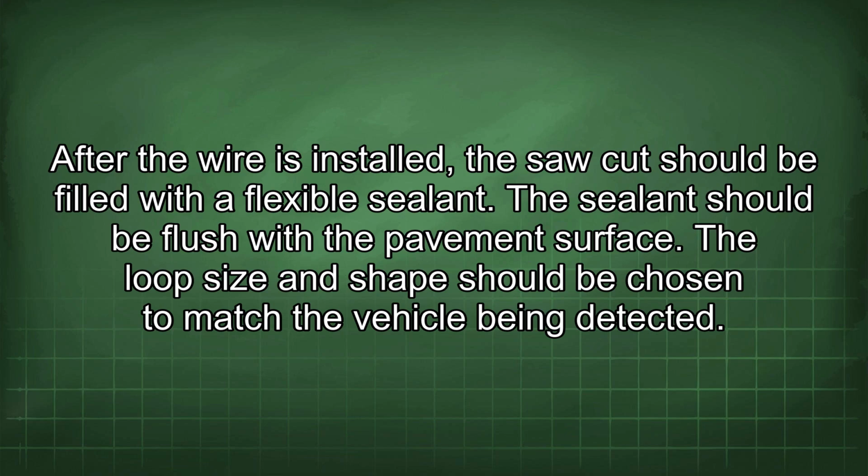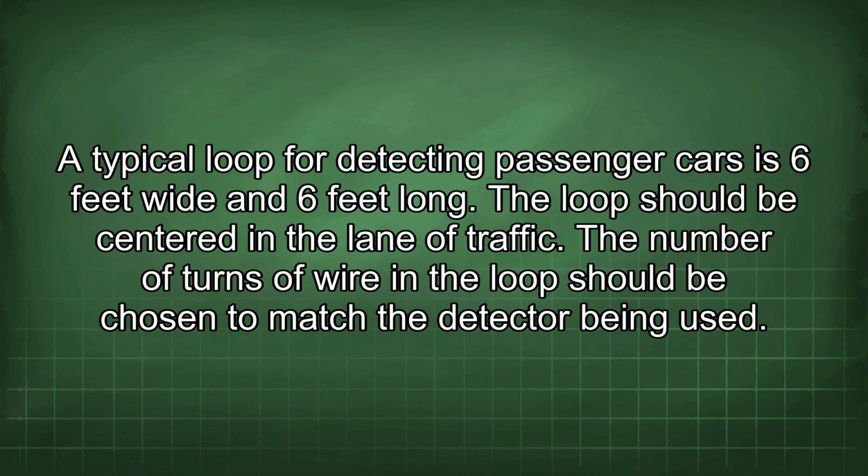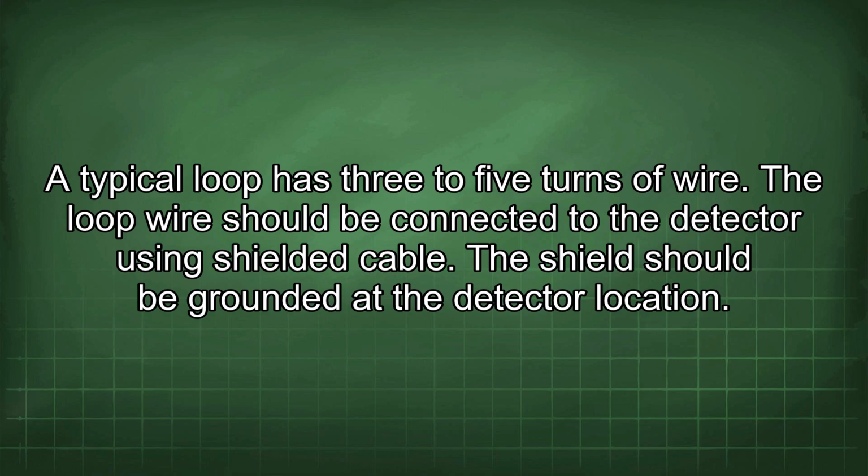The loop size and shape should be chosen to match the vehicle being detected. A typical loop for detecting passenger cars is 6 feet wide and 6 feet long. The loop should be centered in the lane of traffic. The number of turns of wire in the loop should be chosen to match the detector being used. A typical loop has 3 to 5 turns of wire.